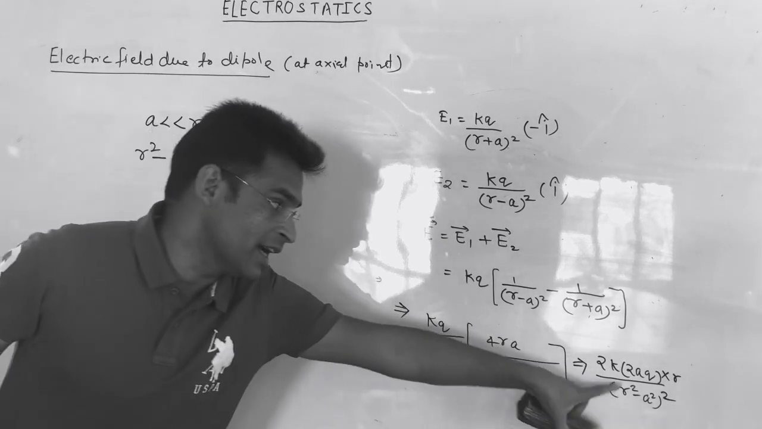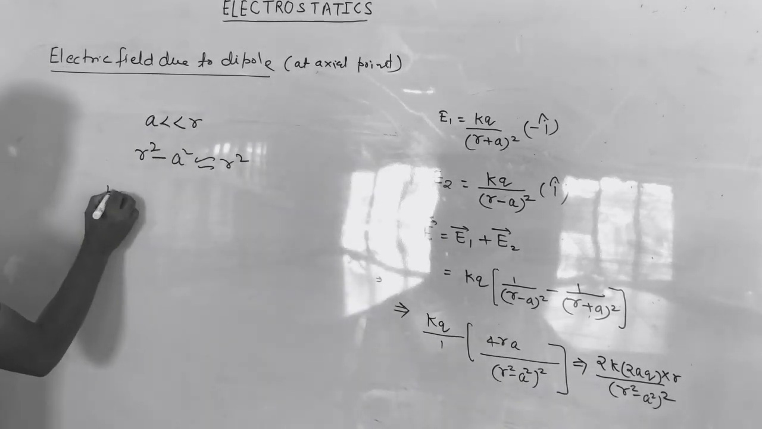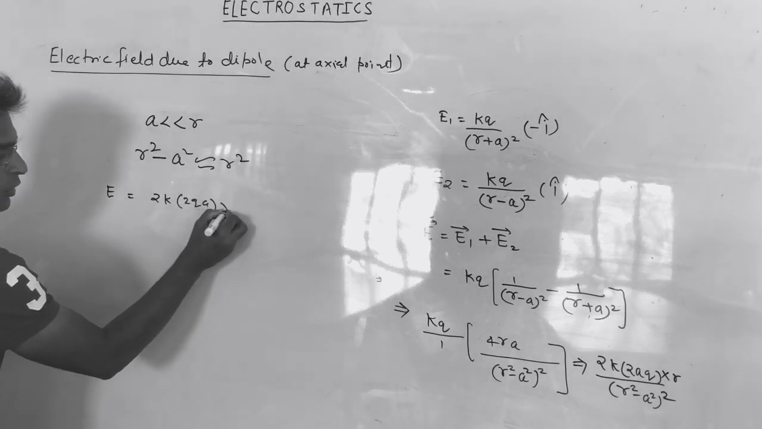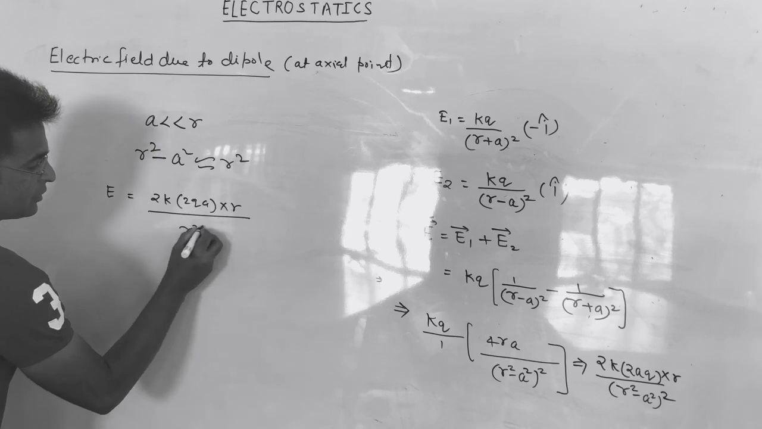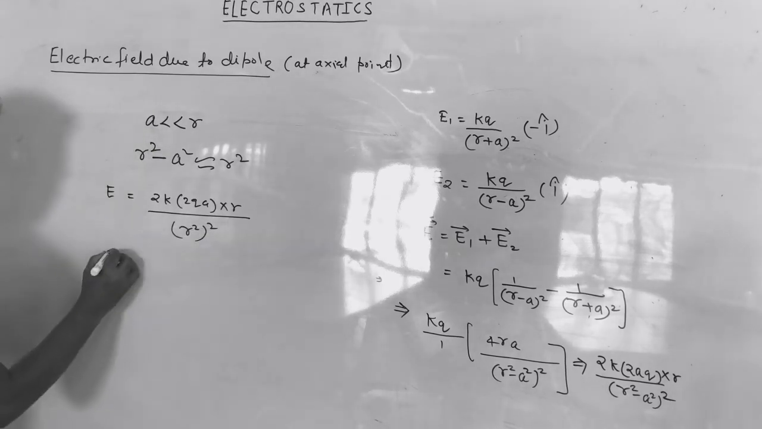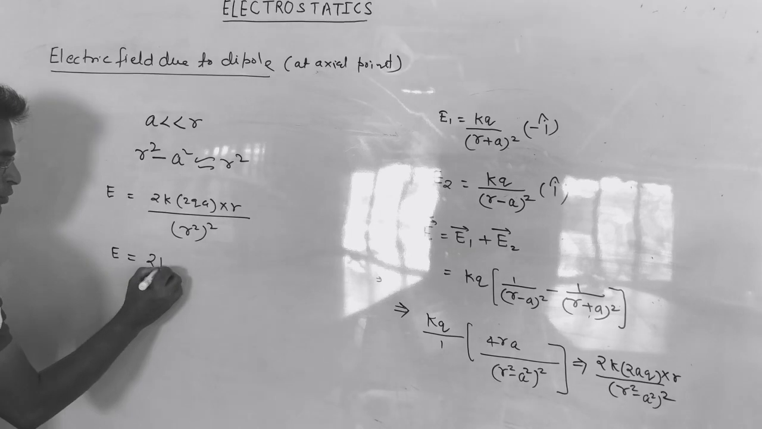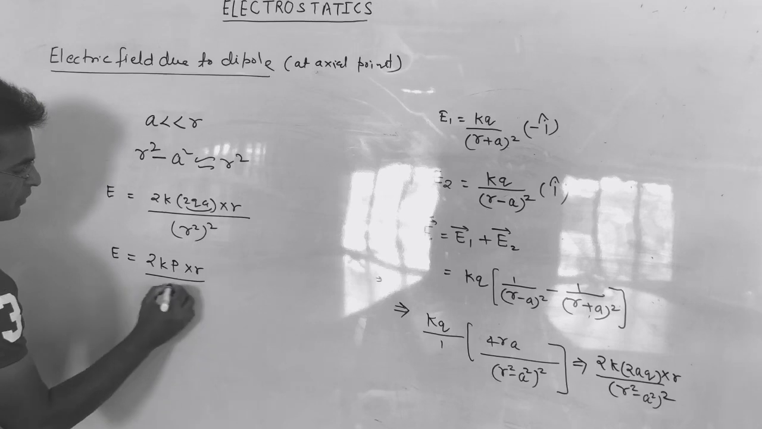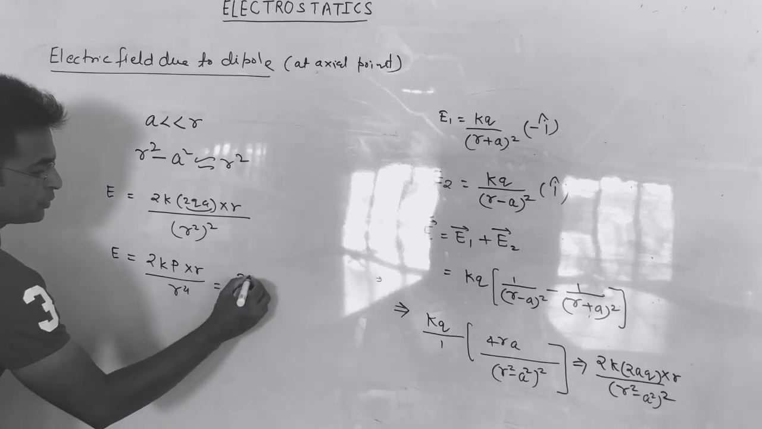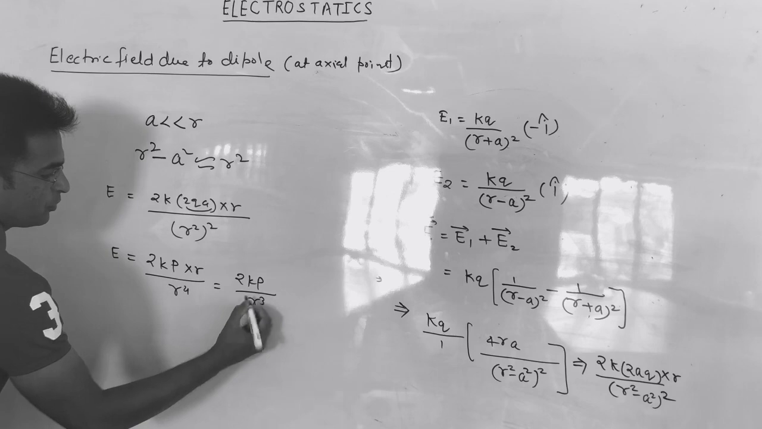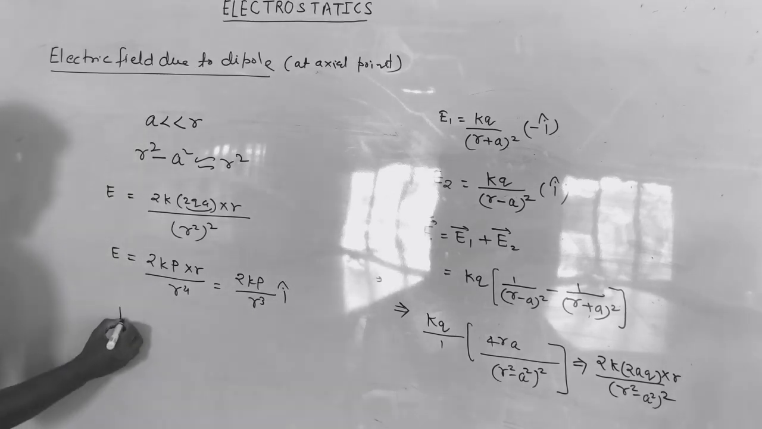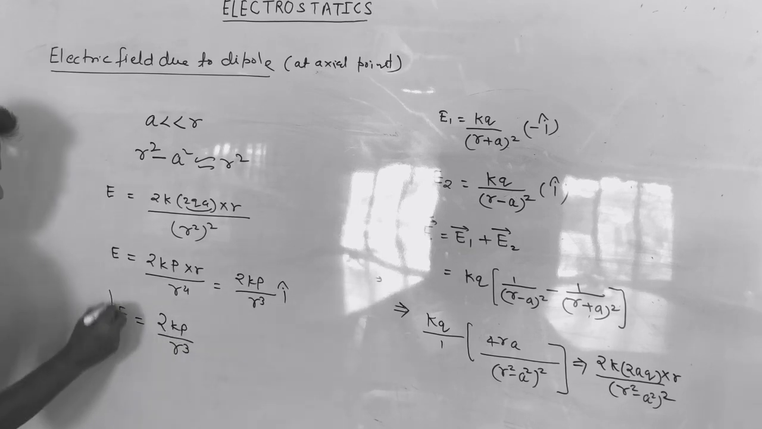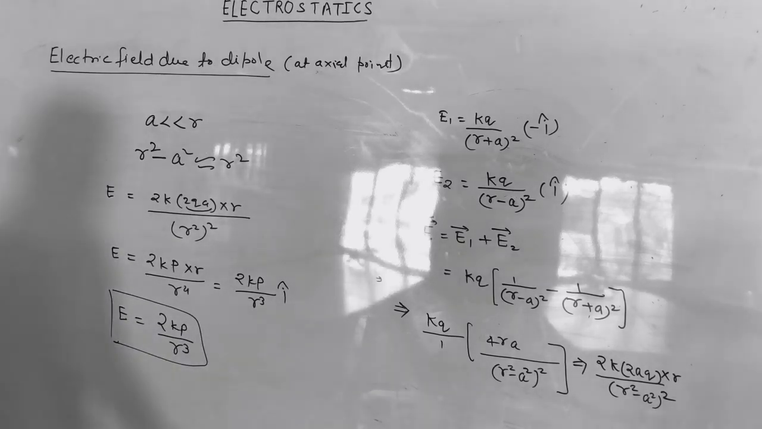So if I do that and solve, I'll get E is equal to 2K into 2QA into R divided by R square whole square. After solving, 2Q into A is called P, the dipole moment. So 2KP into R divided by R power 4, that will be equal to 2KP divided by R cube, and the direction will be I cap. So the final answer is 2KP divided by R cube. Thank you.